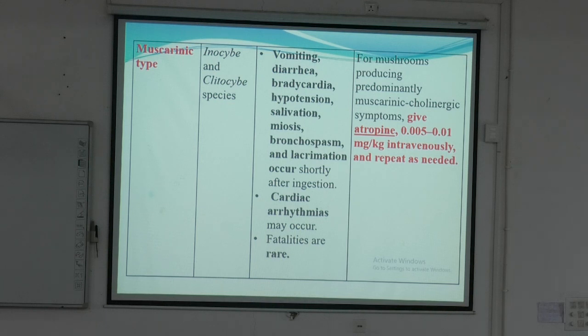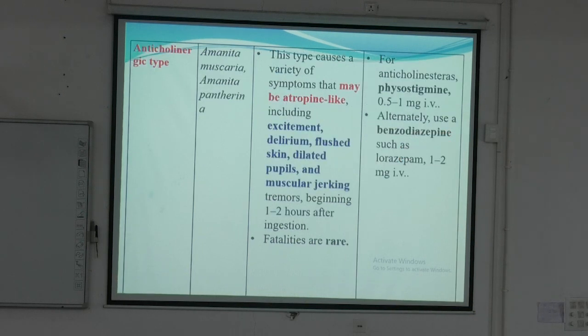That's the muscarinic type. So there is bradycardia, hypotension, vomiting, diarrhea, increased secretion, that is increased salivation, and miosis of the eye. This is predominantly cholinergic, that is, increased cholinergic activity occurs due to Inocybe and Clitocybe action. That's why the treatment is an anticholinergic drug. The most common anticholinergic drug is atropine. So atropine is given for the treatment of the muscarinic type of poisoning.